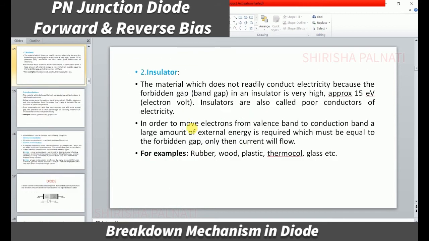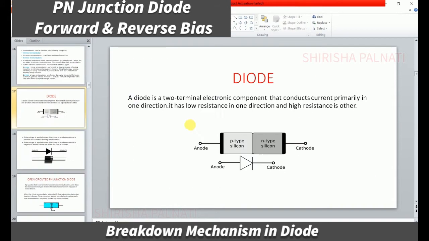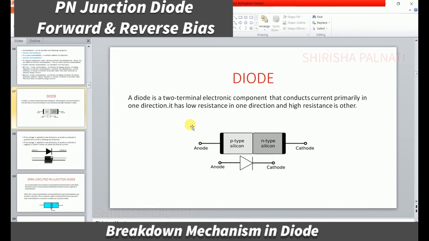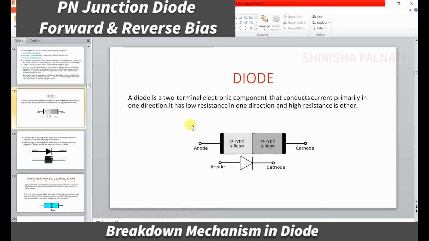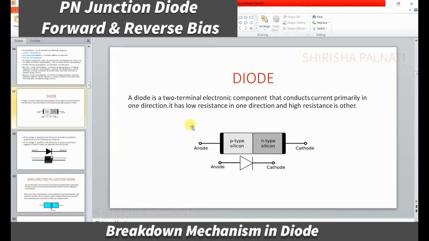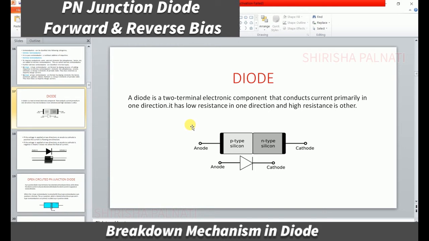Our first unit is diodes and its applications. Yesterday we discussed the diode and the PN junction diode. So what is a diode? A diode is a two-terminal device, and it allows current to flow in only one direction. It has two electrodes, that is anode and cathode.